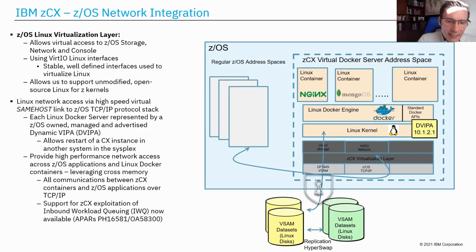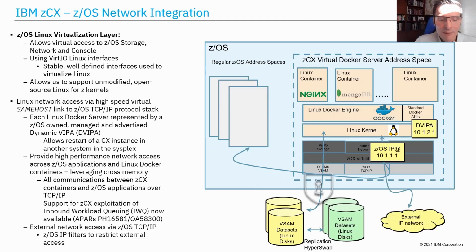And you're going to be able to support a feature called inbound work queuing, which is going to, again, improve queue depths, and it's going to allow even TCP/IP to be dispatched onto a zip engine. So IWQ, important technology when we're talking about the network integration. And last but not least, the external network access does have zOS IP filters, again, to restrict external access. So that same technology is available that you would normally have. So this is how we integrate with the network.